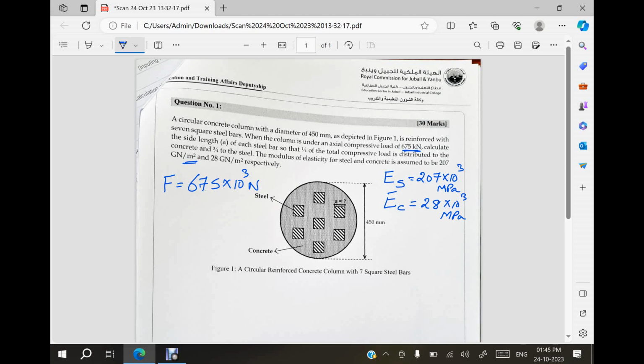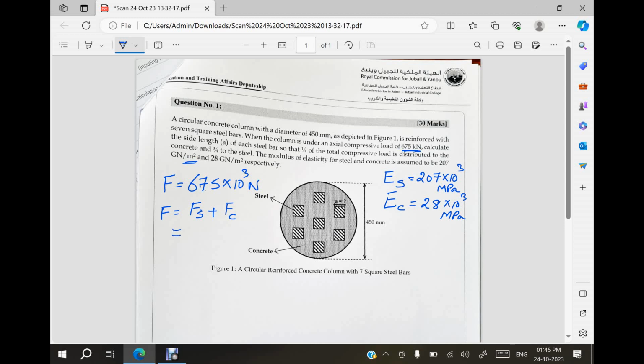And then he says that the load is shared between the two, is it? First of all, we know the formula. What is the formula? We know F is equal to F of steel plus F of concrete. Okay. So now what he is telling, F of steel is how much? 3/4 to steel he is telling, isn't it? So that 1/4 of the total compressive load is distributed to concrete.